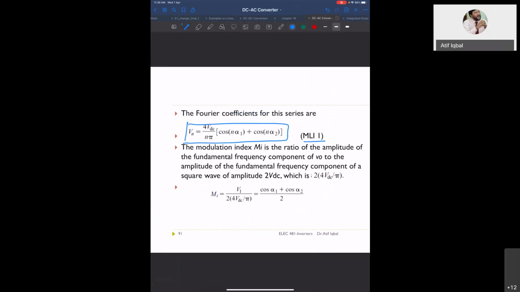The modulation index is the ratio of the amplitude of the fundamental frequency component V1 to the amplitude of the fundamental frequency component of the square wave of amplitude 4 VDC over pi. So what was the amplitude in the square wave operation? That was this. You divide V1 with respect to what was originally in the square wave, and what you get is the modulation index. So the modulation index will be cos alpha 1 plus cos alpha 2 divided by 2. This is how you define modulation index in a multi-level inverter when you have two cascaded H-bridges.